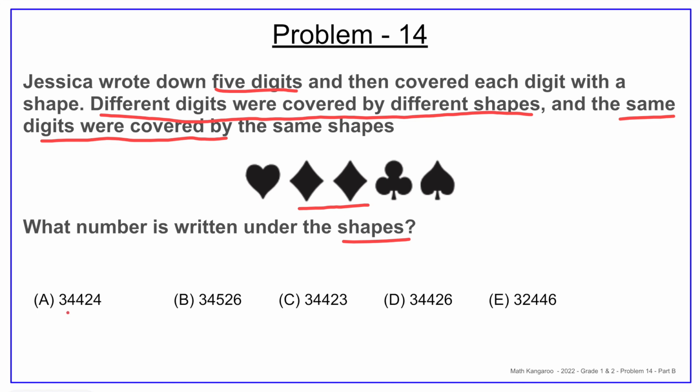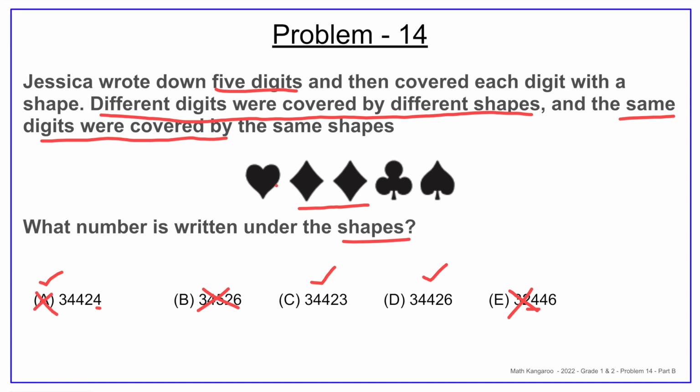So we have here 4. So that is right. So A could be our answer. B, no, we removed it. C could be, D could be, E, there is no, second and third digits are the same, so we eliminate it. Now we will compare A, C and D. Different digits were covered by different shapes. So if 4 is the digit under the diamond, then there should not be a 4 in N. So this is not our answer and we eliminate it.